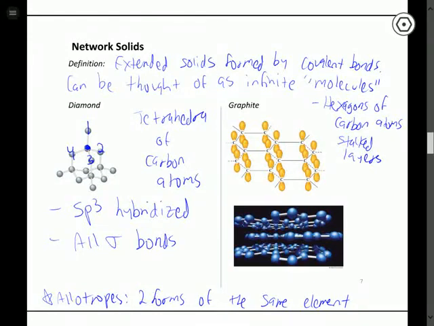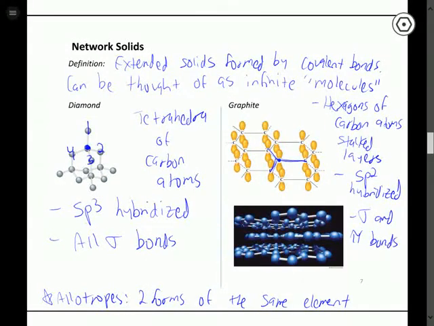Now in this case, the hybridization is sp2, so each carbon is bonded to 3 other carbon atoms in the same layer as it. Okay, so you have this trigonal planar geometry for each carbon, and so it's going to be sp2 hybridized. And because it's sp2 hybridized, you have an unhybridized p orbital, so it's going to be able to form pi bonds. So this has sigma and pi bonds.